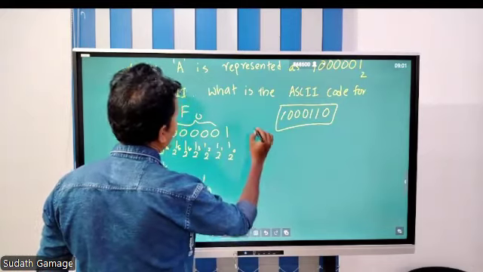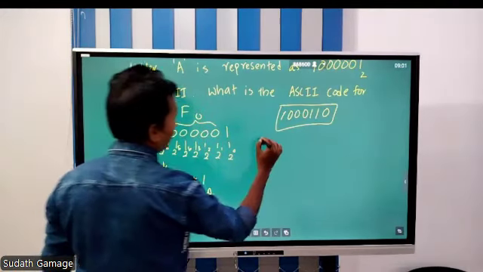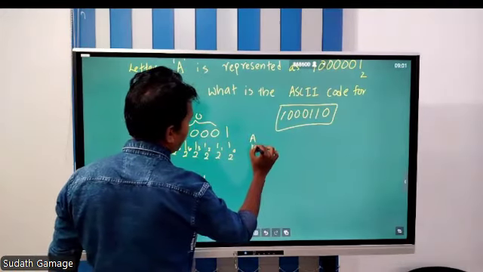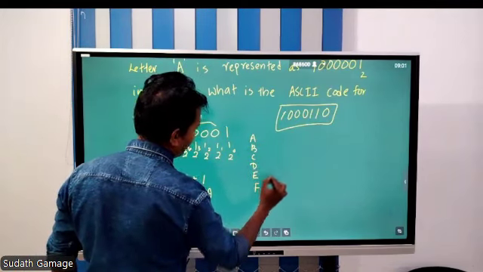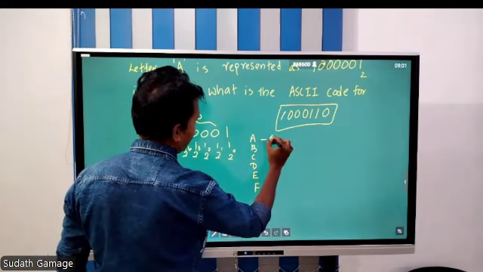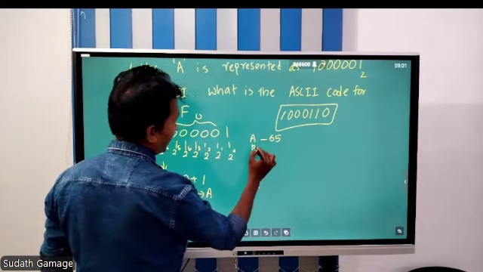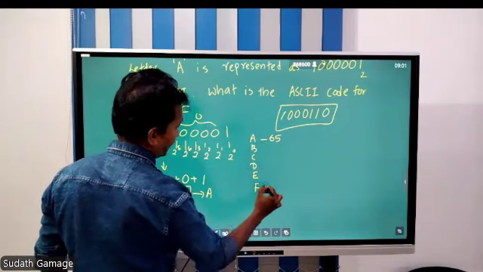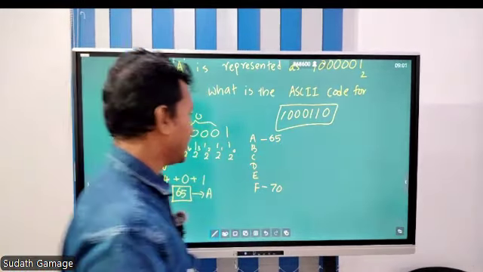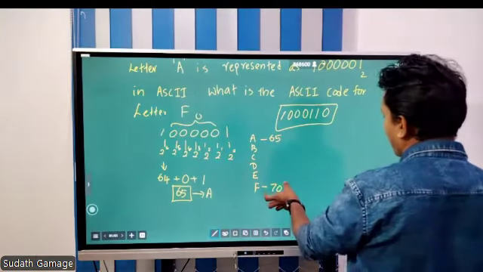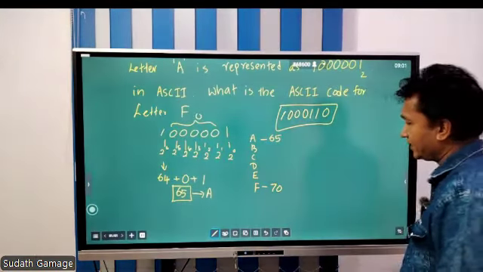Then we have to find the decimal value of F. A, B, C, D, E, F. A is 65, so F is 70. Now we can find the binary value of this 70, right?